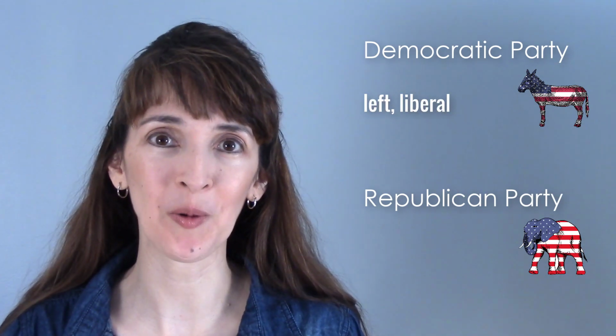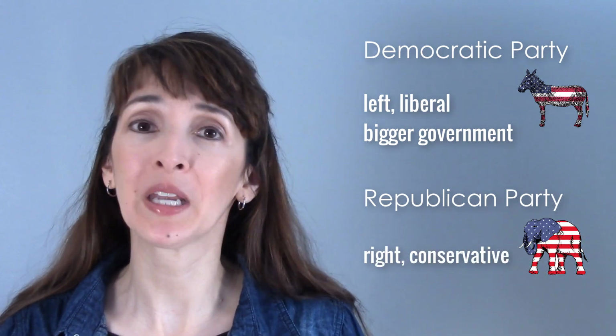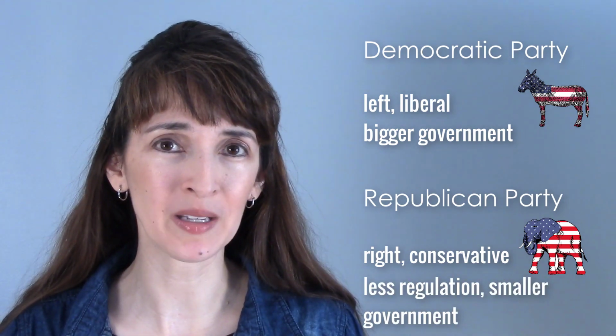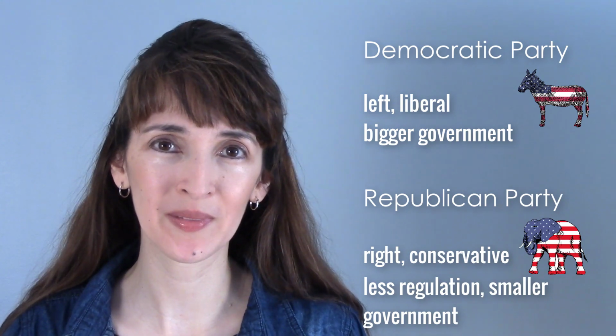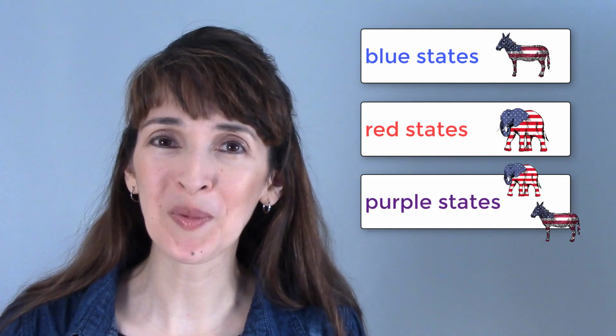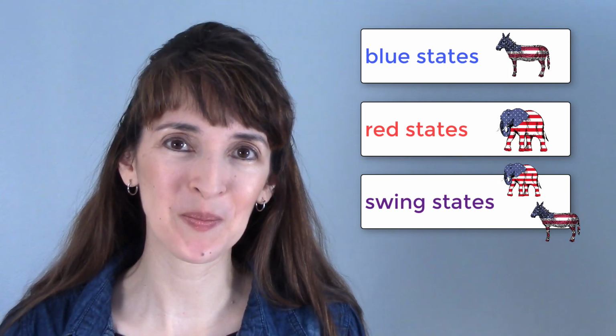In short, the Democratic Party is more to the left, meaning more liberal, and they favor a bigger government. The Republican Party is more to the right, meaning more conservative, and they favor less regulation and a smaller role for the government, especially at the federal level. A good number of stereotypes exist about each party, so I think it's important to remember that there are good, kind, responsible people everywhere. In blue states, in red states, and in so-called purple states or swing states. That's where there's a mix of Republicans and Democrats.